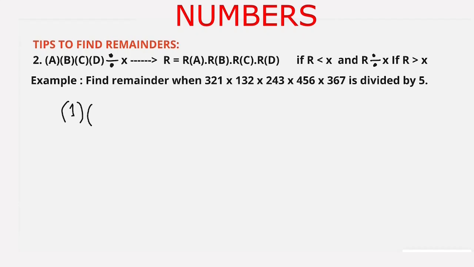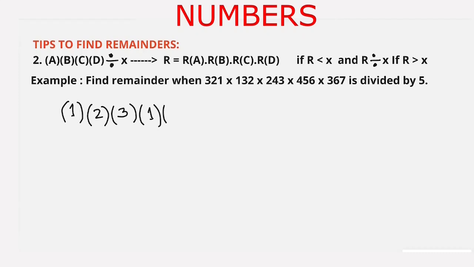So when 321 is divided by 5, then the remainder will be 1. When 132 will be divided by 5, then the remainder will be 2, as 2 when divided by 5 gives the remainder 2. And 243 will give the remainder 3. And 456 will give the remainder 1, as 6 when divided by 5 gives the remainder 1.